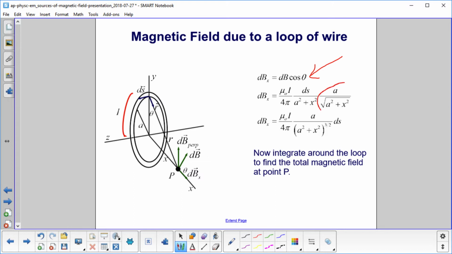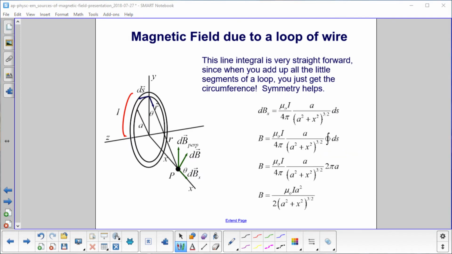And here's where the cosine theta came in. We do a little rearranging, taking out all the constants, putting them in front, and dBx is equal, all of these are constant, times ds. Now we integrate around the loop, we sum up all the little ds's to find the total magnetic field at point P. This is the easiest part of the derivation. The line integral, where you add up all the little ds's around the circle, you just get the circumference of the ring. Symmetry helps in these problems, doesn't it?